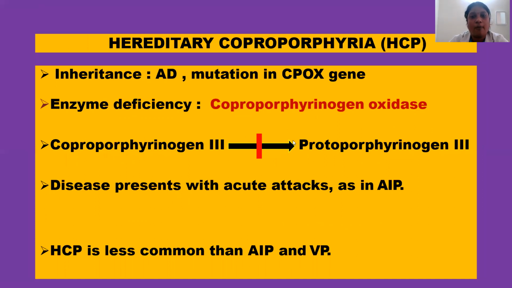Third one is hereditary coproporphyria, inherited as autosomal dominant, and there will be a mutation in the coproporphyrinogen oxidase gene. So coproporphyrinogen 3 will not get converted into protoporphyrinogen 3. This disease also presents with acute attacks, but it is less common than AIP.